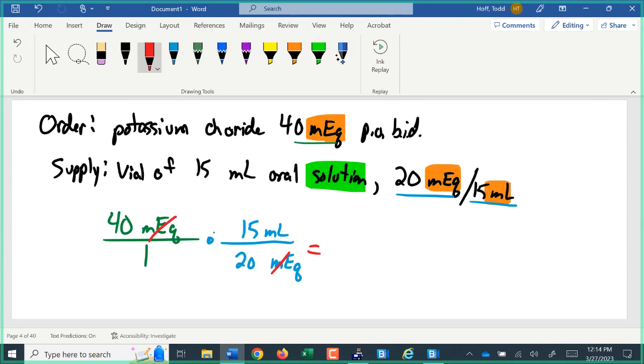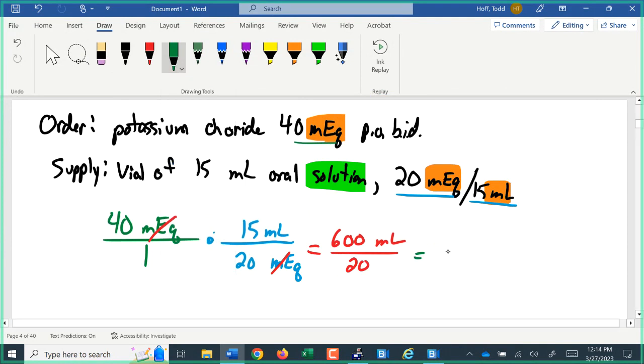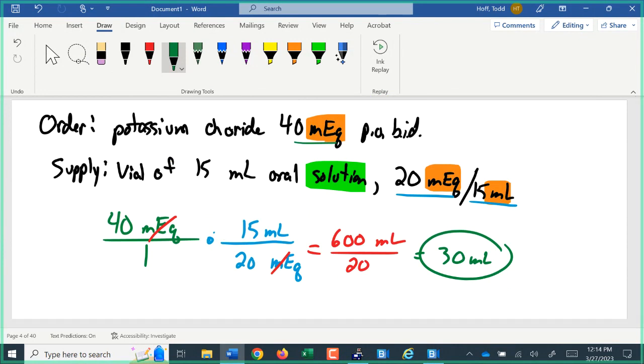So 40 times 15 is 600 milliliters over 20. We divide that out. 600 milliliters divided by 20 is 30 milliliters. So we would administer 30 milliliters to the patient. So here's one spot where this extra information does come into play. It was a 15 milliliter vial. We need 30 milliliters for the patient. So we're going to have to make sure that we have at least 2 vials on hand to make sure that we have enough to administer to that patient.